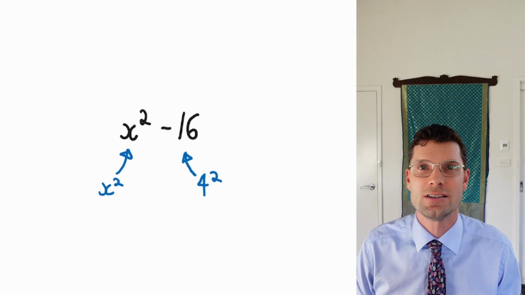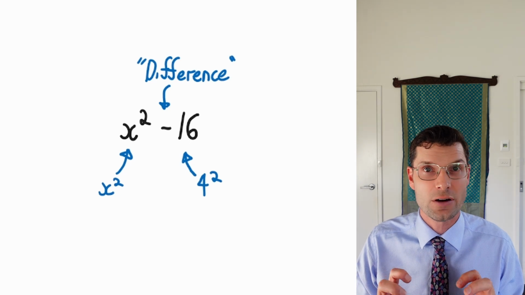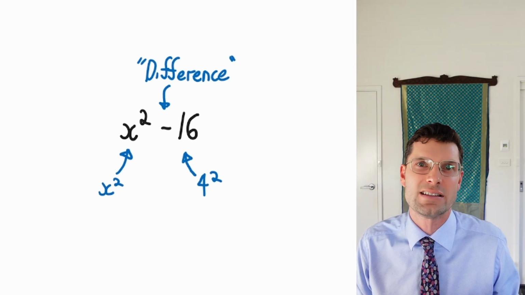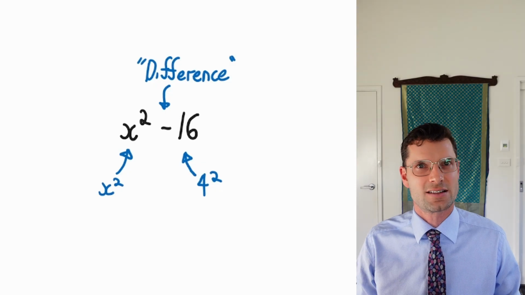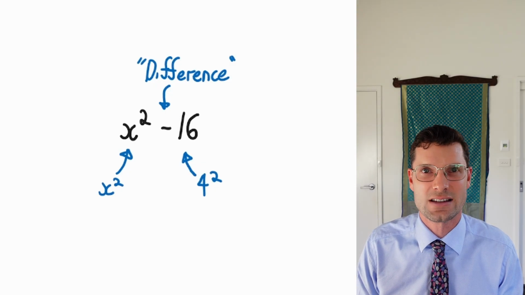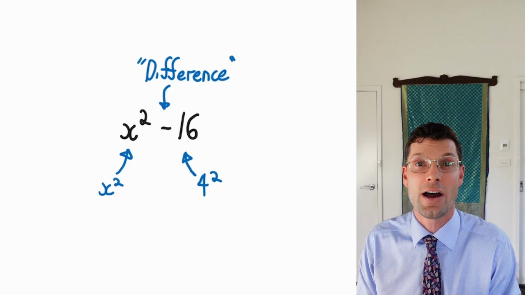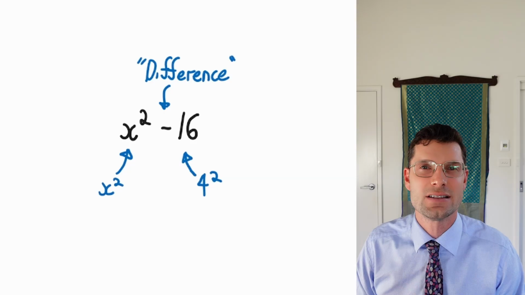And what's important to notice here is there is a minus sign in between. We sometimes use difference to mean minus. For example, if I asked you, hey, what's the difference between 10 and 4? You would say 6. The way we work that out is 10 minus 4 is equal to 6. So the same thing here applies. We've got two squares, x squared and 4 squared, and the difference in between them.